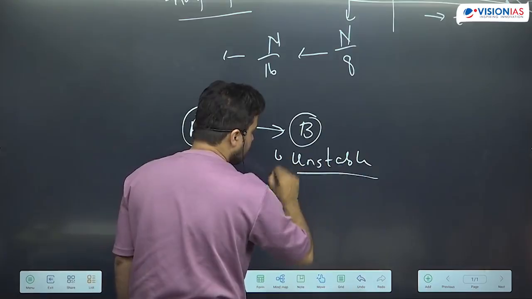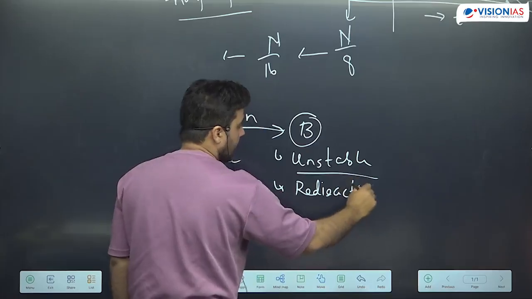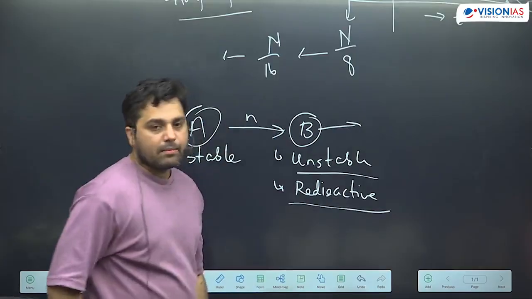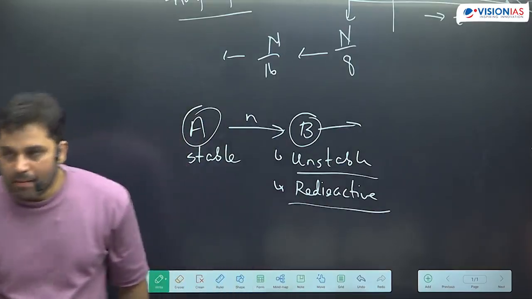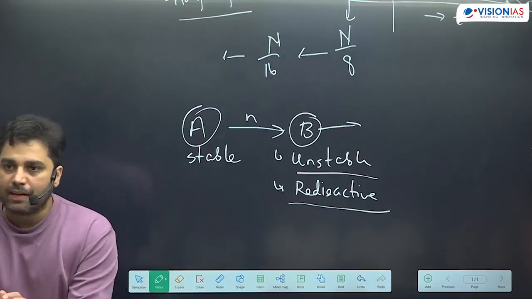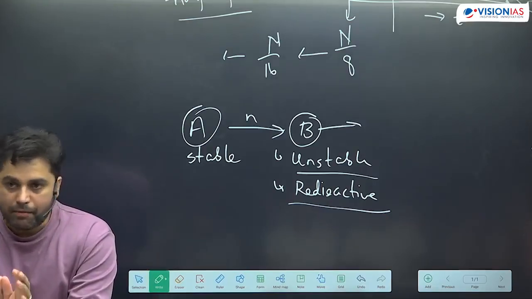This B becomes radioactive, and when this B becomes radioactive, it will start emitting alpha, beta or gamma particle. In lab, we have been able to produce radioactive nucleus, whose half-life is 1/1 million second, in a fraction of second.